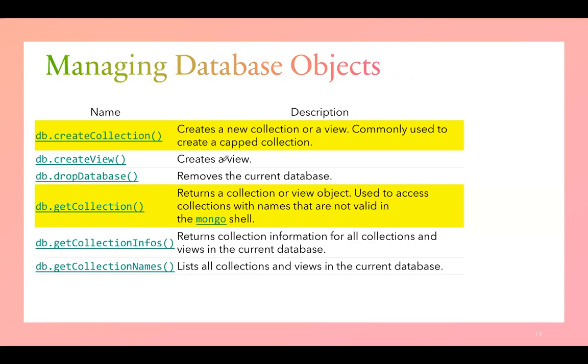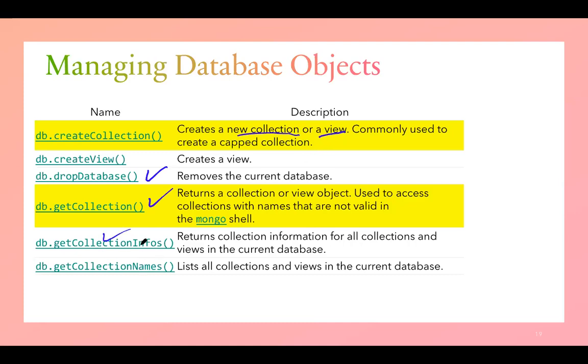Managing database objects. We can drop the database, we can get collections, right? What does it do? It returns a collection or view object used to access collections with names that are not valid in the Mongo shell. Create a collection, right? It can create a new table or new collection. We are calling it a view or new table.